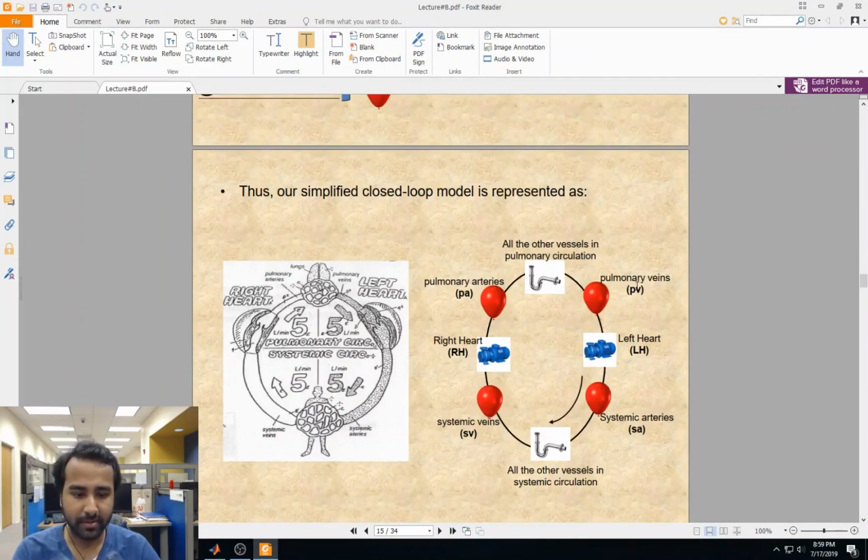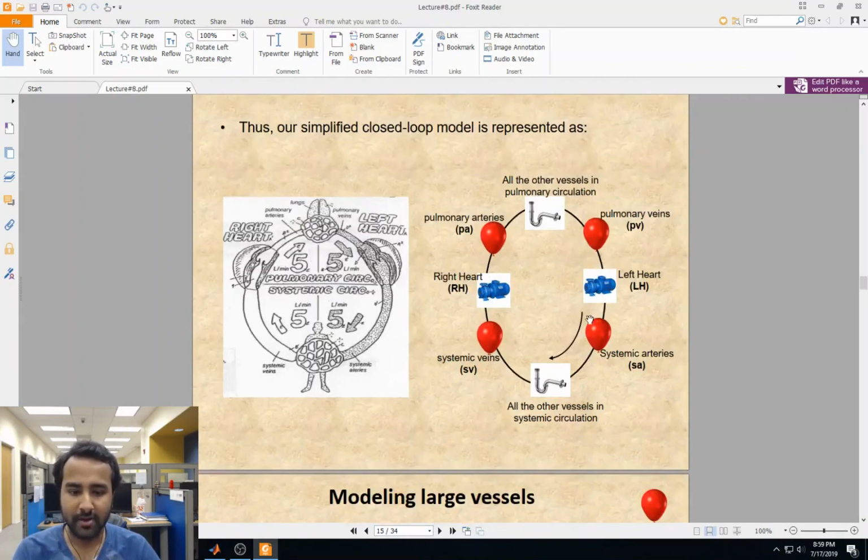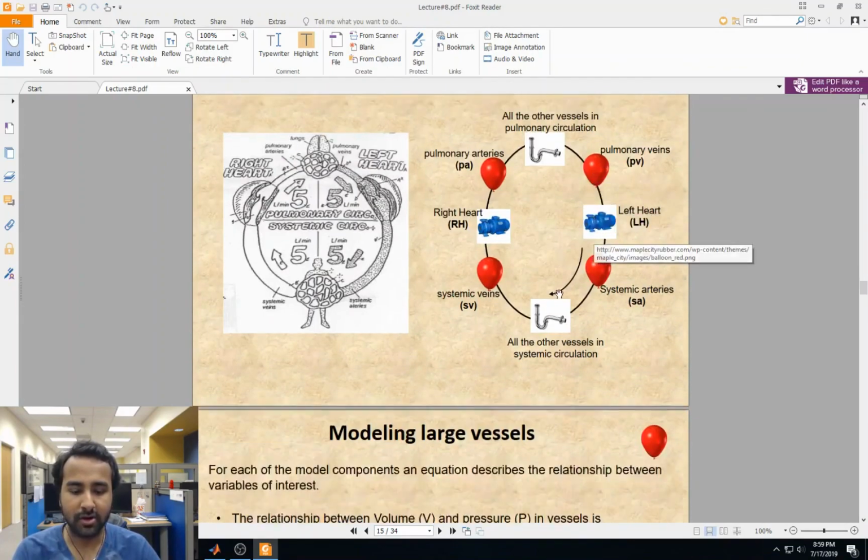So here are some labels for them: pulmonary veins, left heart, systemic arteries, all the other vessels of systemic circulation, systemic veins, right heart, pulmonary arteries, pulmonary circulation, and the loop just continues onward. So first, how we're going to model these balloons, which are our large vessels.